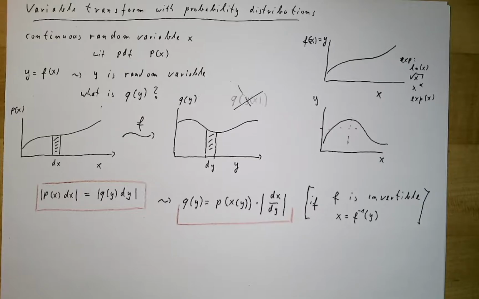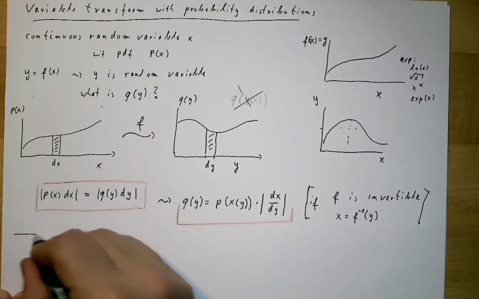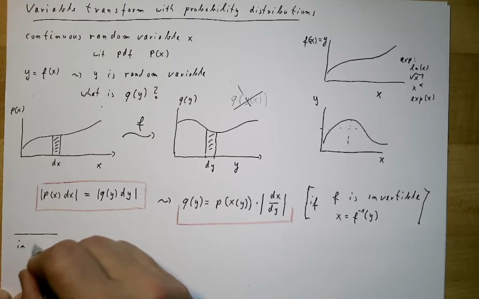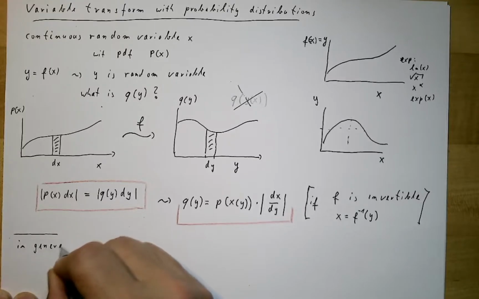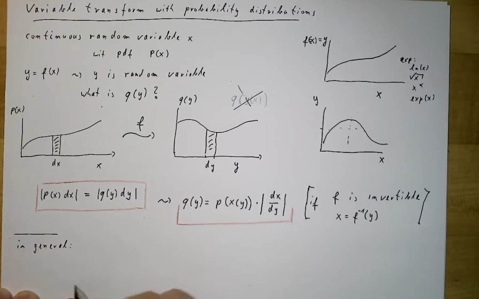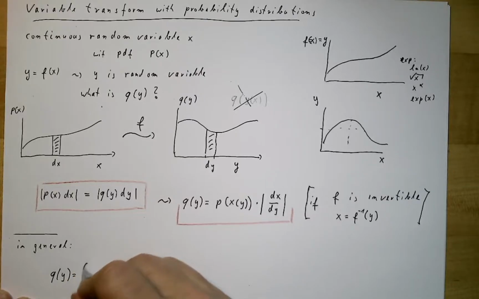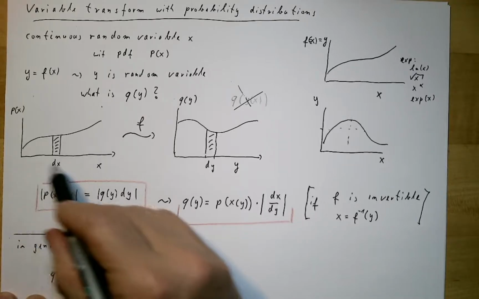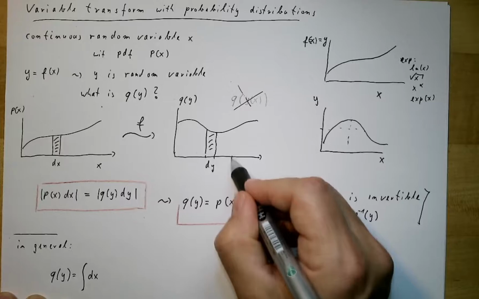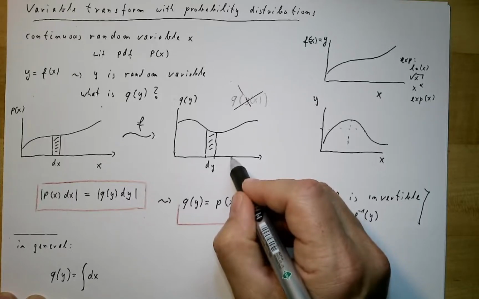In general, we cannot use this simple formula. So what you can use in general, we can write down this q of y with the Dirac delta function. So we can say q of y is the integral. We have to integrate over all x values to find here the q at a certain position y.